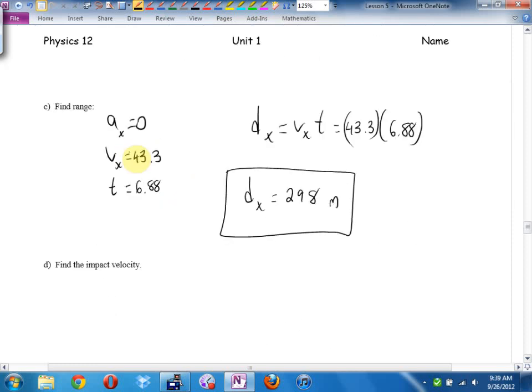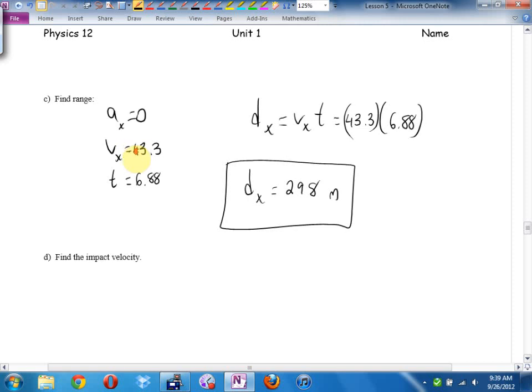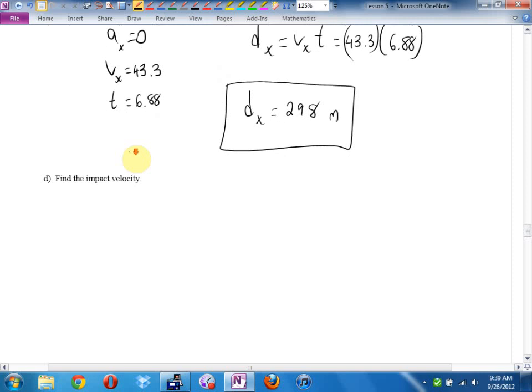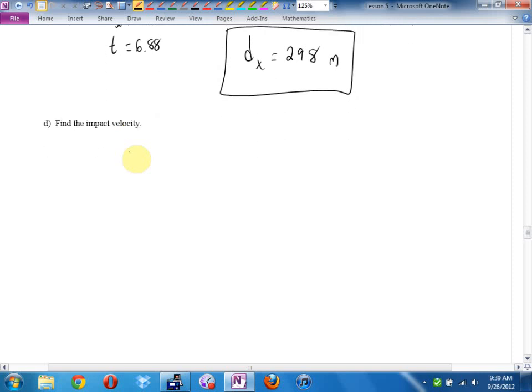Okay. How far are we going to get here? Yep. One more, and we're going to pause. We're going to pick up with this next class. Okay. D, find the impact velocity.